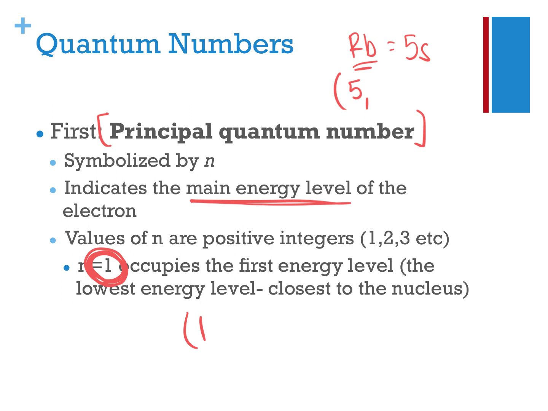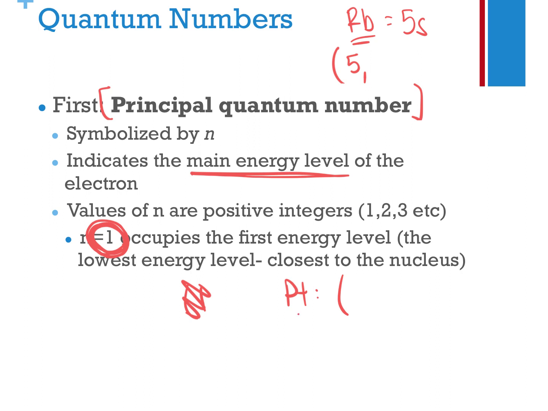If I were going to do platinum, number 78, how would its quantum number start? With what number? Tell me, how does its configuration end? 1, 2, 3, 4, 5, 6, 7. 5D. And so its quantum number would start with a 5 also. Are we okay with that part so far?